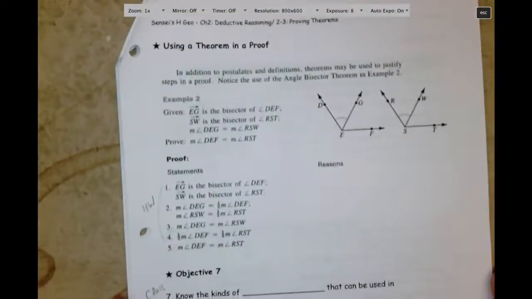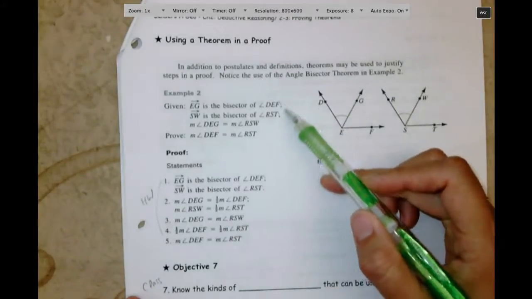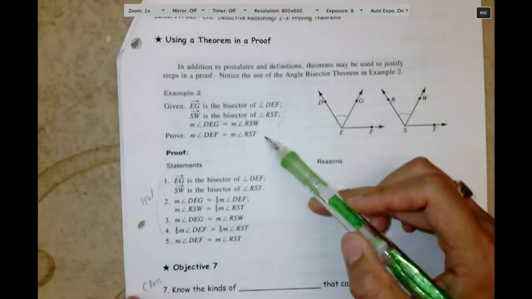And here is using a theorem in the proof. In addition to postulates and definitions, theorems may be used to justify steps in a proof. Notice the use of the angle bisector theorem in example 2. All right, so that's a given. These 3 are given, and that's to prove.